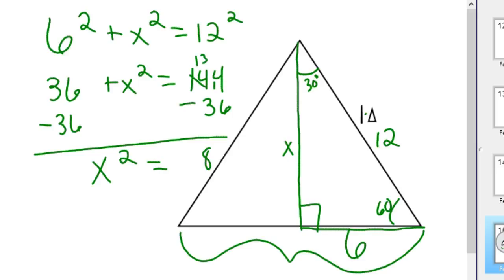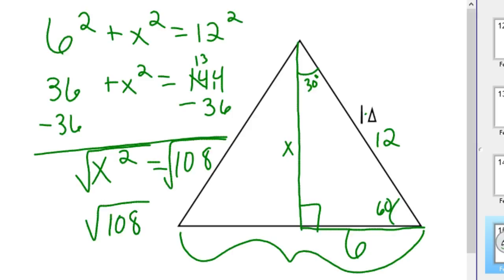14 minus 6 is 8. 13 minus 3 is 10, so 108. And probably not what you're used to seeing. And then you root both sides. My math, I do things just a little differently sometimes. And 108 breaks into 2 and 104.